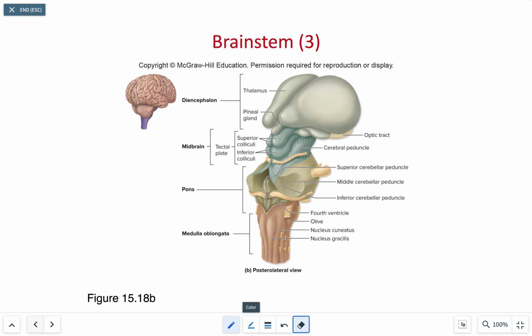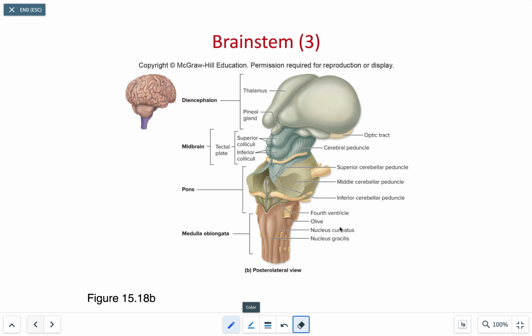And finally, the last structure is going to be the medulla oblongata. We can see here that the medulla oblongata is going to have the main cardiac center. So all the communication between the brain and the spinal cord will descend and ascend through the medulla oblongata.